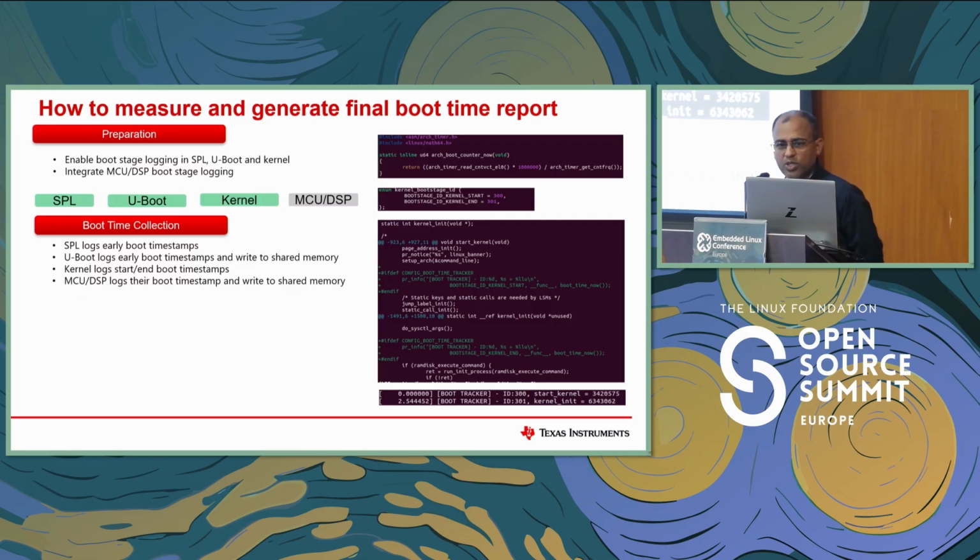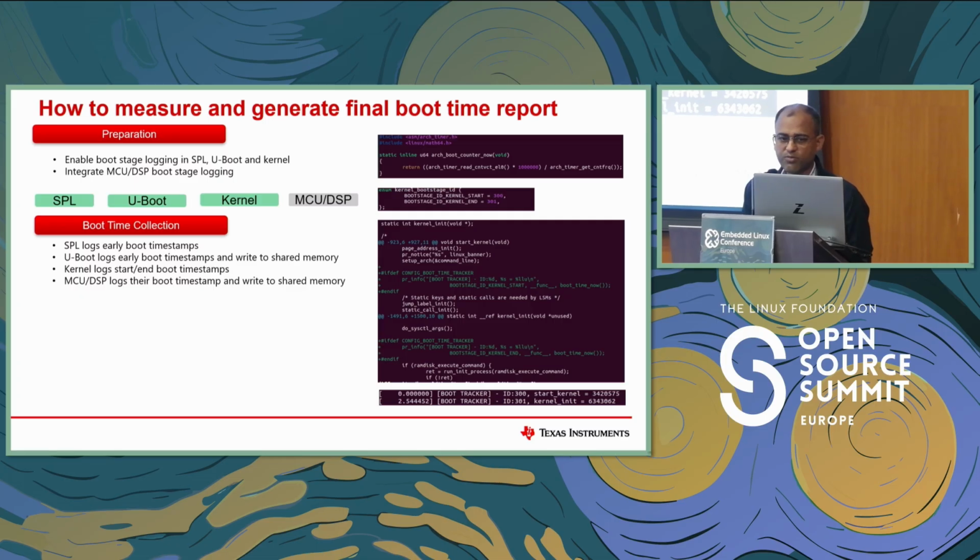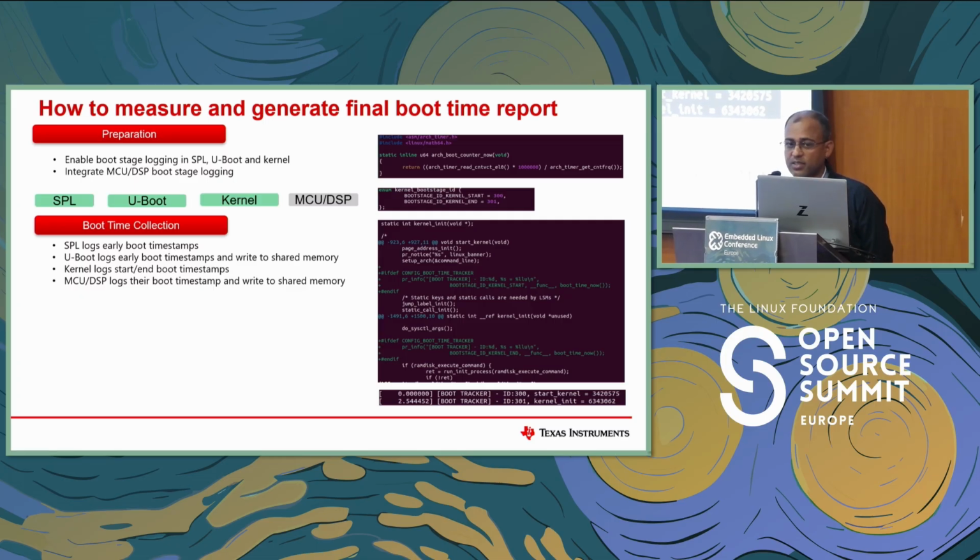okay, boot counter now. So this is again ARM specific, ARM64 specific. We have added this primitive file where you can have the counter for getting the timestamp API. So you can develop similar ones for your x86, MIPS, all other different architectures on Linux, right? And then, as I said, this is the boot stage ID, kernel start and end.